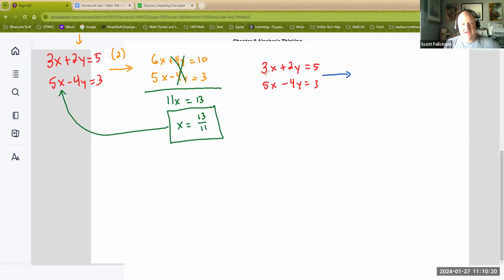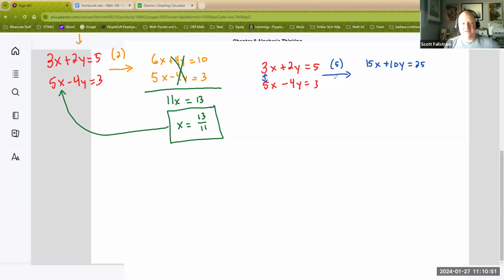Okay, so I need a common multiple of 3 and 5. The least common multiple would be 15. So that means I need to multiply the top by 5 so that I get 15 x's. See them there. And then I have 5 times 2 y's, so 5 times 2 y's would be plus 10 y's. And 5 times 5 is 25.